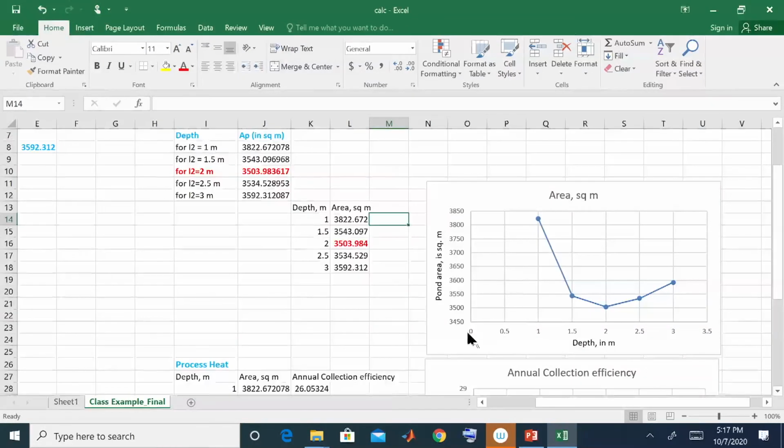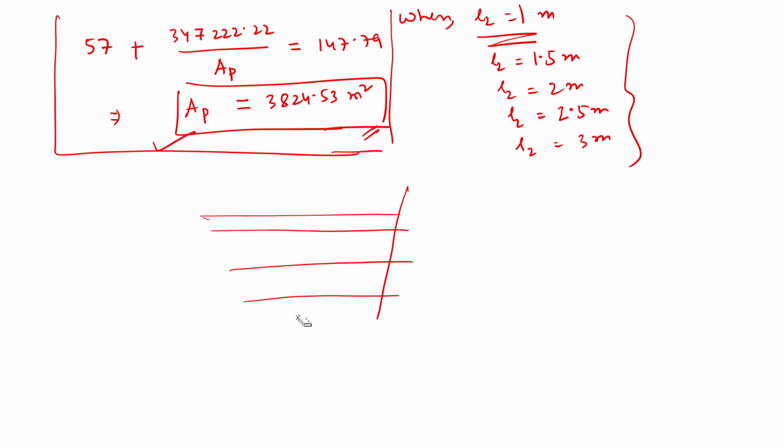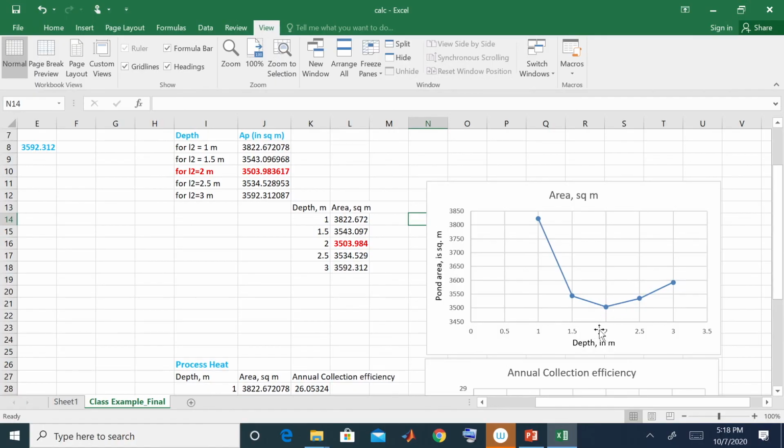Okay. So, if we take the values now and try to draw it, then see what happens here. The vertical axis shows the pond area and the horizontal axis shows the depth in meters. So, with increase in depth, what does L2 mean? Here, this is the pond. This is the surface convective zone, then this is the non-convective zone, and this is the lower convective zone. So, this L2 is nothing but this. Here, the minimum is found to be at L equal to 2 meter, right.